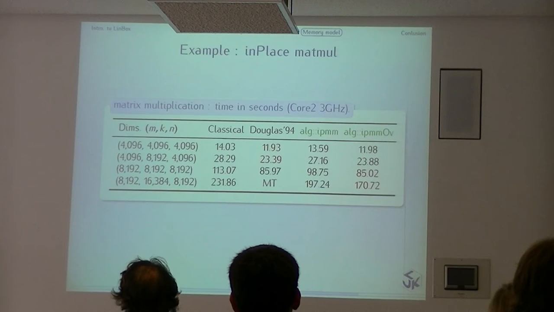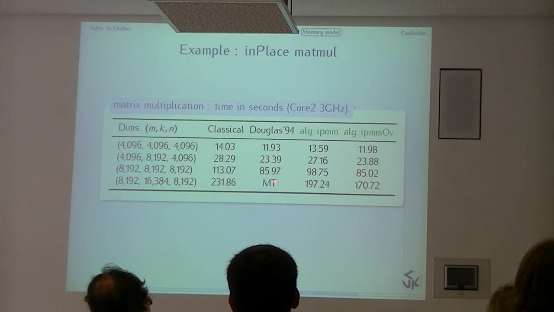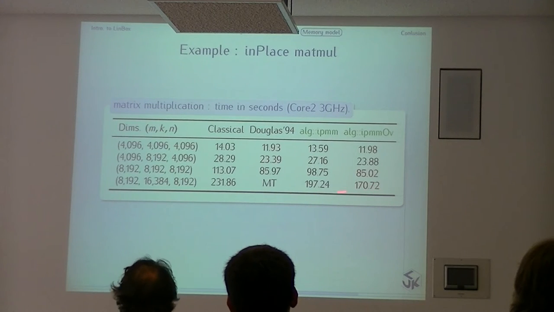Because Douglas 94 was the previous algorithm that tried to schedule the Strassen-Winograd algorithm so that pure memory was used. We have algorithms where we don't use any other memory, where it crashed because the sizes were too big. We can get times, so it works for us. And not only does it work, but it works in real time. So this says something about how we know that we can do things well and it works well.